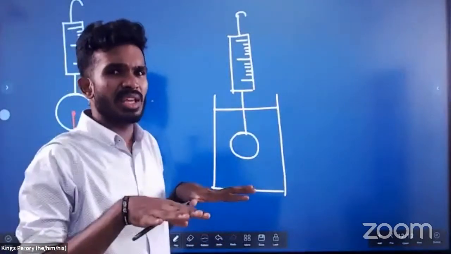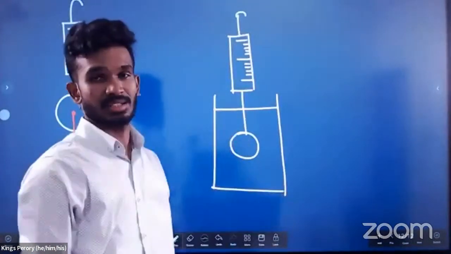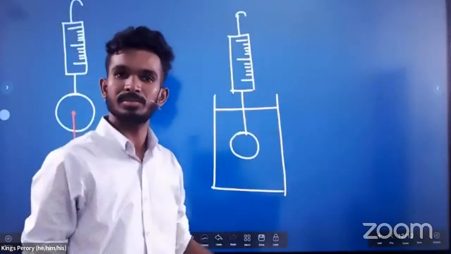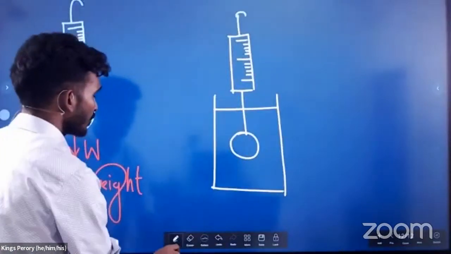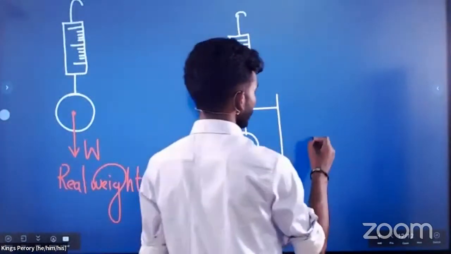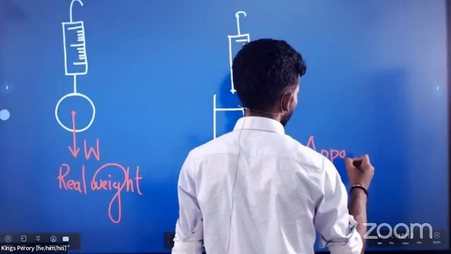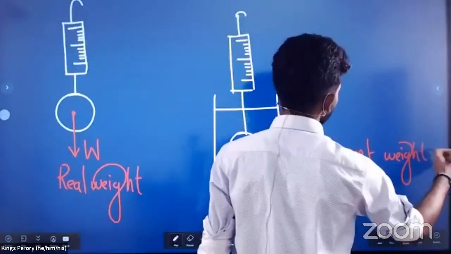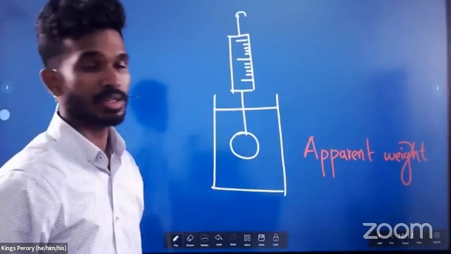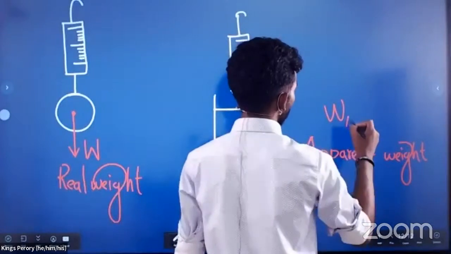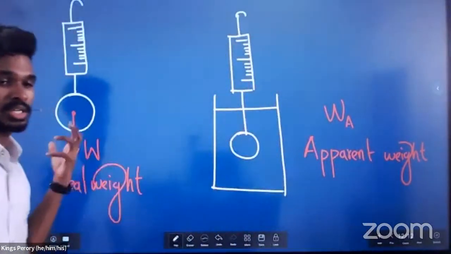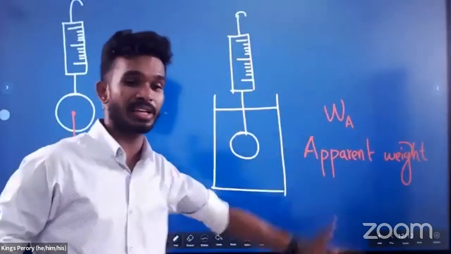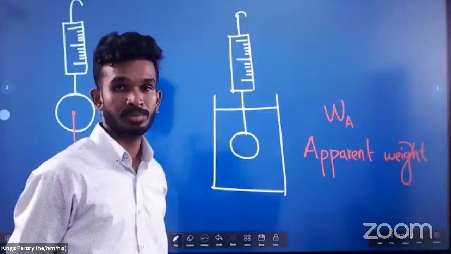We feel something like the weight is less. We feel something like the object's weight is less now. So the weight we are feeling now is called apparent weight. I'll name it as WA. When the object is outside, it has real weight. When the object is inside a fluid, the weight will be a little bit less. That is apparent weight.